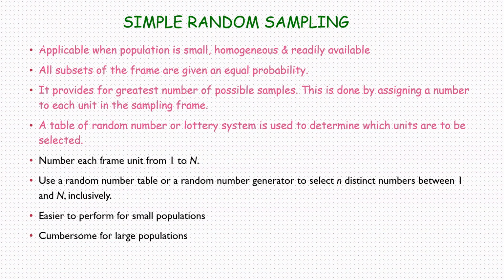Number each frame unit from 1 to capital N. Use a random number table or a random number generator to select small n, that is the sample size, distinct numbers between 1 and capital N inclusively. Easier to perform for a small population, cumbersome for a large population.